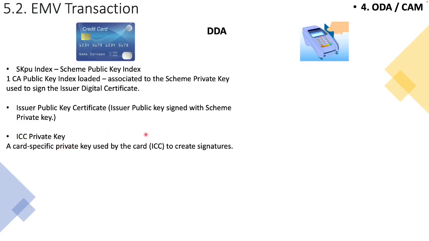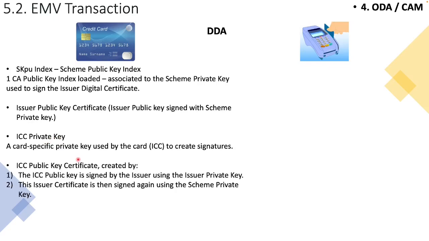What's different now compared to SDA is that for DDA, there is a new set of keys, an ICC private key. This is a card-specific private key used by the card to create signatures. This key is unique to the card, so every card will have its own unique private key. Then we have an ICC public key certificate, also new, which is created from the ICC public key and signed by the issuer. So you've got a private key on the card, and there's a public key that is signed by the issuer using the issuer private key. This issuer certificate is then signed again using the scheme private key. So it's done twice: firstly encrypted under the issuer private key and thereafter under the scheme private key.